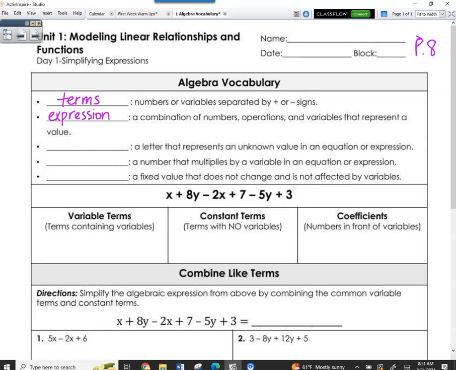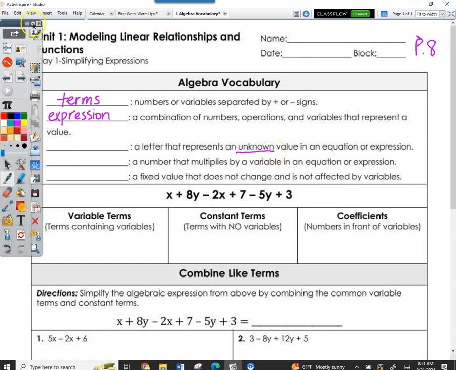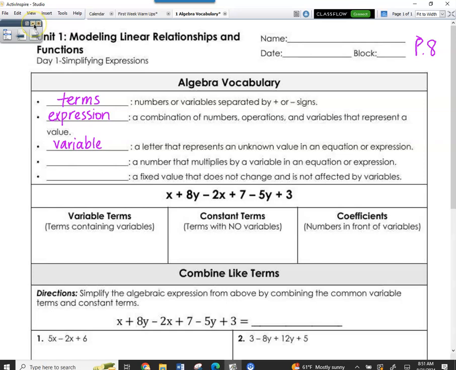Okay? What is a letter that represents an unknown value in an equation or an expression? Coefficient. You're so close. Variable. Coefficient will be the number that goes in front of it, but I'm really glad you're trying. Variable is a letter that represents an unknown value.